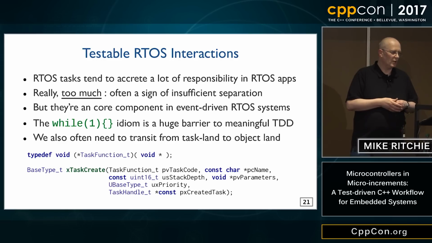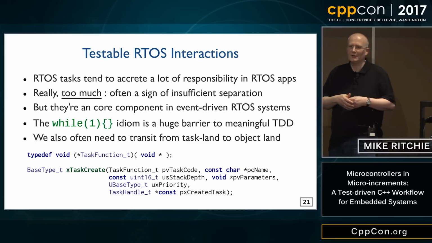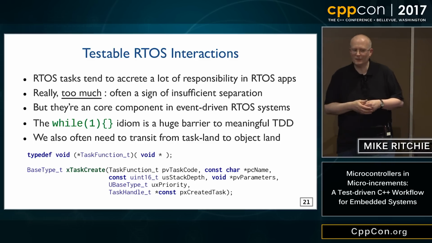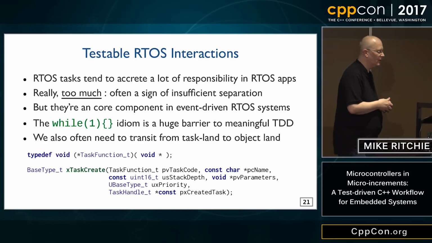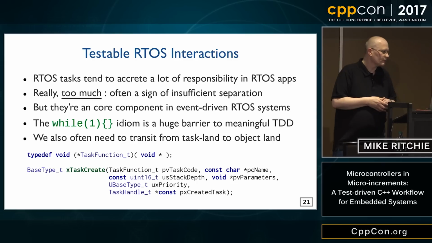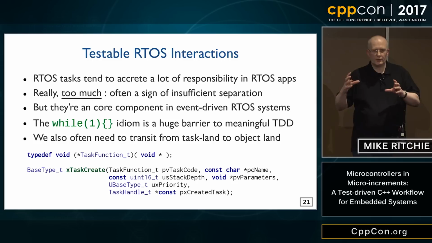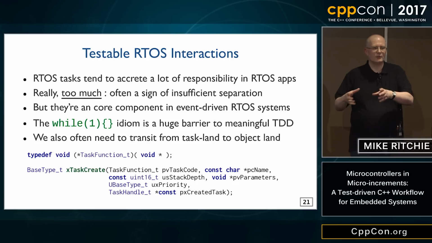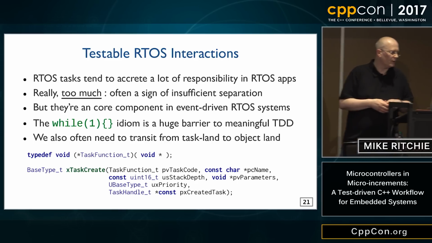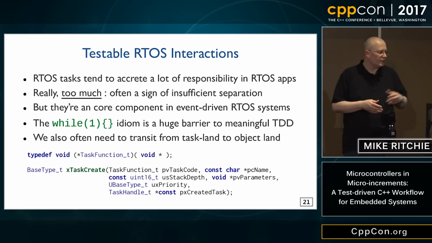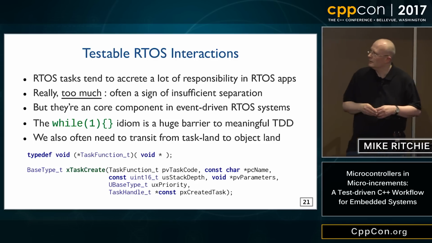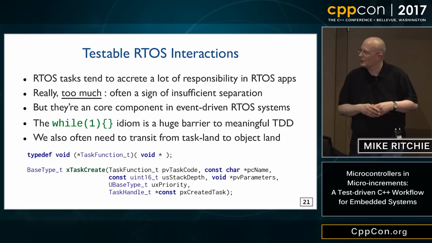We have the problem of while(1), of course, which is kind of a showstopper from a testing point of view. If it never exits, we're going to have trouble doing anything with it. I've often found as well, when I'm using a real-time operating system, I want to transit from task land into object land, right? I have a more object-oriented design, and I need to find a way of doing that effectively.